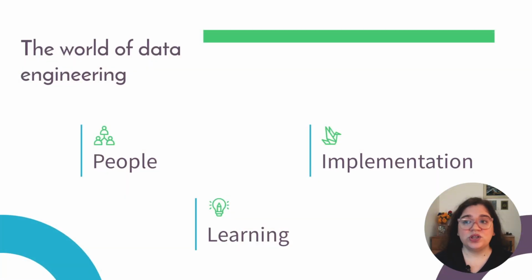People, so how you can use people around you and in your organization to help you set up your first engineering project. Learning, so the most important things for you to learn as a data scientist as you go on your data engineering journey. And implementation, what to do when you're actually in the thick of things, in the weeds of your project.